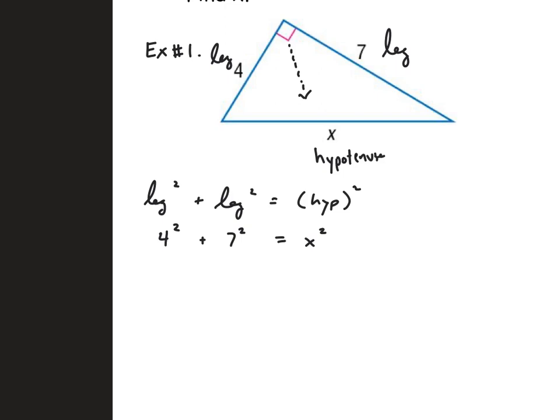We know that 4 squared is 16. We know that 7 squared is 49. That's going to be equal to x squared. If I take and add 49 to 16, we're going to get 65. That is x squared. In order to solve this, we know that we need to take the square root of both sides, because a quantity that is being squared, to solve, you take the square root. So here we get that the square root of 65 is equal to x. And I'm okay if you leave it as the square root of 65 for right now.